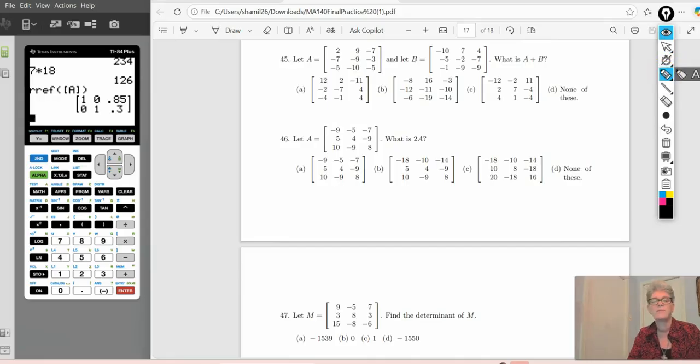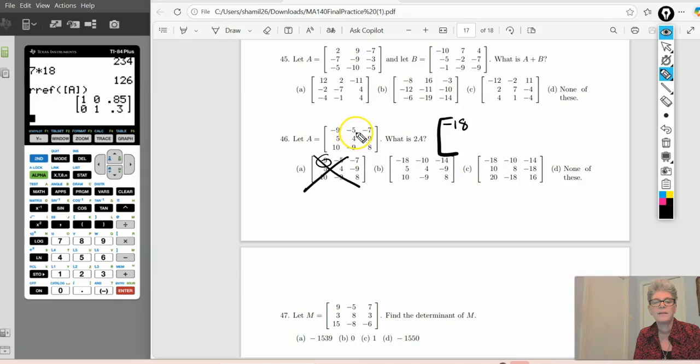What is 2 times A? You can multiply a matrix by any number, and what it does is everything gets multiplied by 2. Everything. So the first row is going to be 2 times negative 9, so I'm going to have a negative 18 up in the corner, so that one is not right.